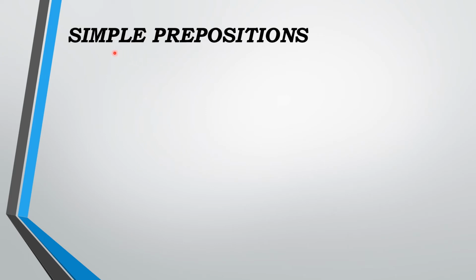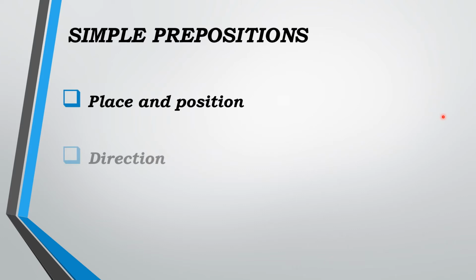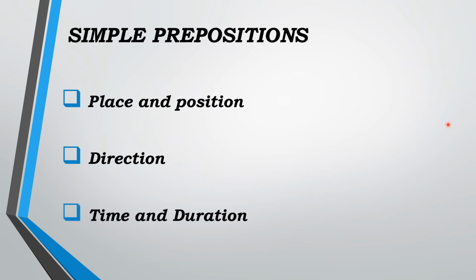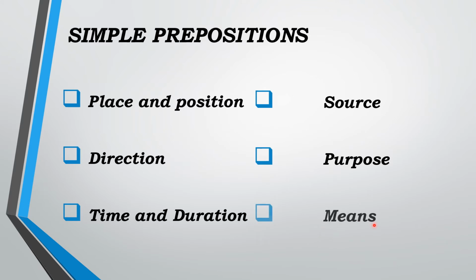Prepositions are of two types. The first one is simple prepositions and the second one is complex prepositions. Let's look into the types of simple prepositions. The first type is prepositions of place and position. And the second one is about directions. And the third one is time and duration. And the fourth one is source. And the fifth one is purpose. And the sixth one is means, that is prepositions of means.